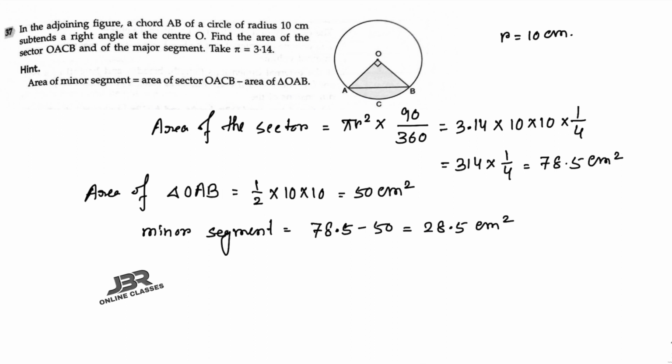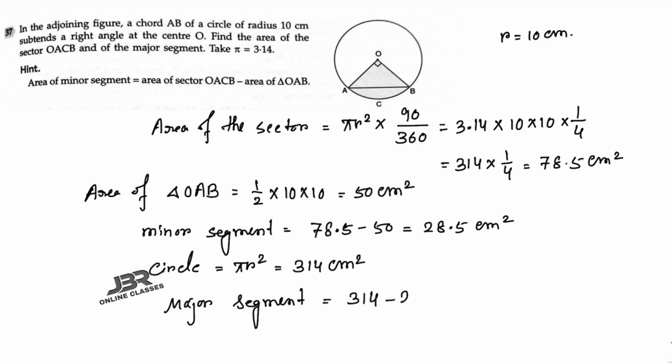Now you have to find out the area of the circle, that equals pi r square, so that means 314 centimeter square. So for the major segment, very easy, you have to subtract the minor segment from the total circle. So subtract 28.5, here 285.5 centimeter square as your final answer.